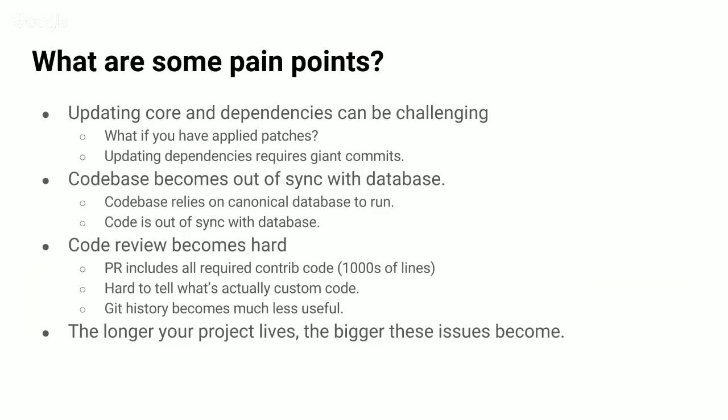And it's hard to tell what is custom code and what is not in these PRs, and Git history becomes really actually kind of useless because you're like, oh, hey, I want to find out when this regression was introduced or when this piece of code got merged into the project, and you got to dig through all of this contrib code that has a completely separate Git history that you didn't import just to find one thing. And then the longer your project lives, the more you add to it, the more patches and the more updates you have to apply, the more giant these collections of problems become.